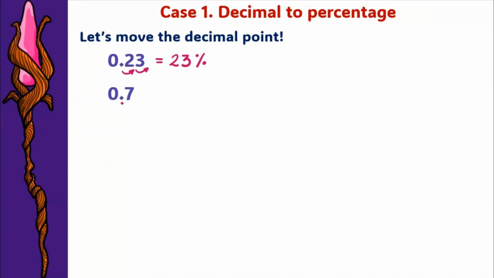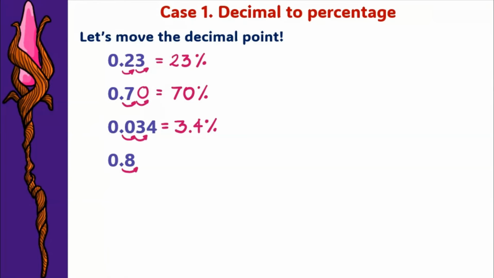In this case, you also need to move it twice. But since you have just one decimal here, you need to fill with a zero. So in this case, 0.7 is equivalent to 70%. Let's check this case. Still, you need to move the decimal two places, so it's going to be here between the 3 and 4. That means you are going to get 3.4%.